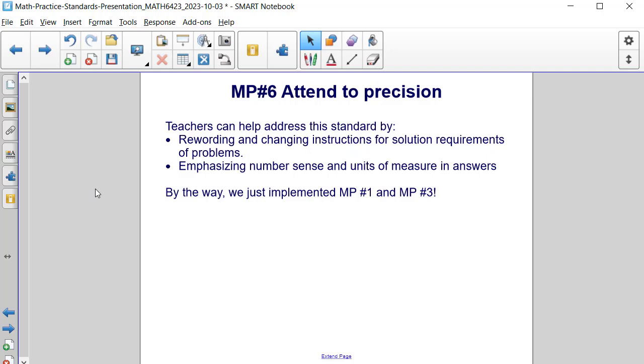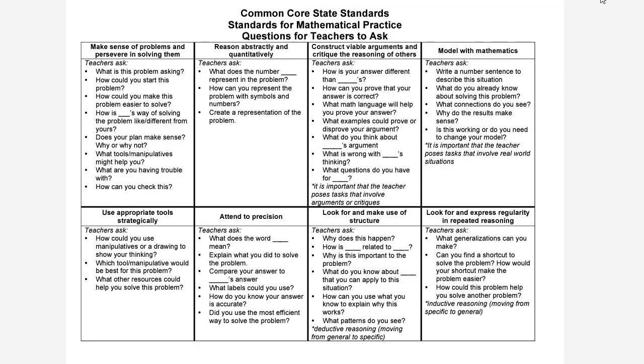They could always use the same units that are in the problem, or if they want to convert it to another unit of measurement that's accurate, they can definitely do that. Other ways to address attention to precision are with the following questions. What does the word blank mean? Why can you use this word, definition, theorem, postulate, etc. to justify that step in your proof?